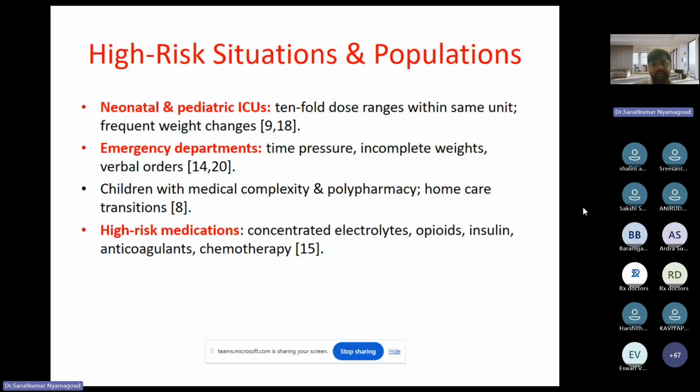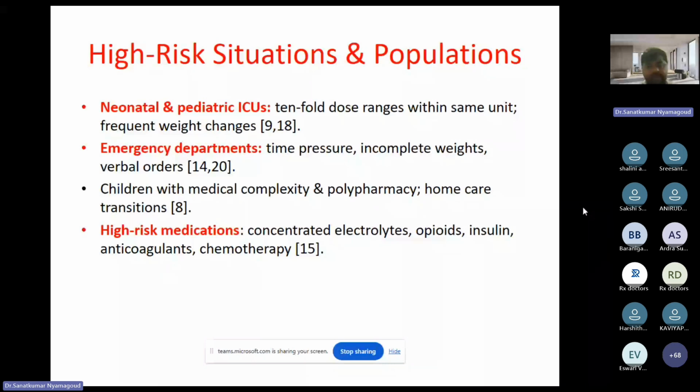Now, the third very interesting one is polypharmacy, which you might be knowing. What is the definition of polypharmacy? Prescription having more than 3 drugs for a single condition. Children with multiple comorbid conditions and different medical complexity are at very high risk. Even pediatric patients in home care have a very high risk of developing pediatric medication errors. There are also some medications we commonly call high risk medications in pediatrics.